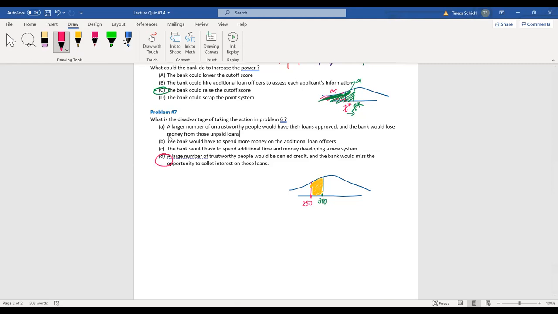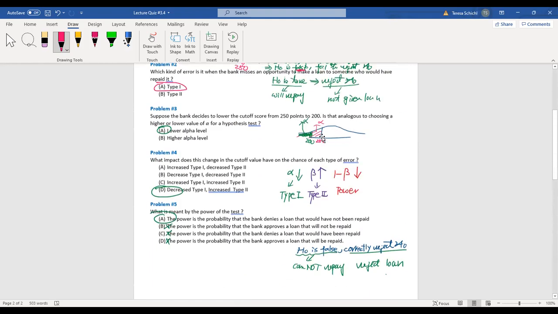So that part A is not true. Part A says a large number of untrustworthy people would have their loan approved. No, that's not right, because when you raise the point, it's harder to get the loan approved. So you're going to miss a lot of people in this yellow area here.